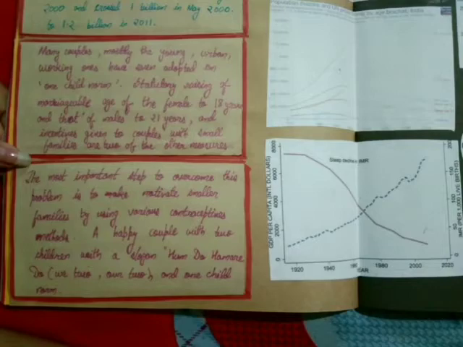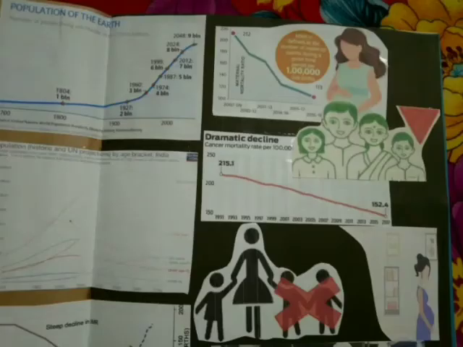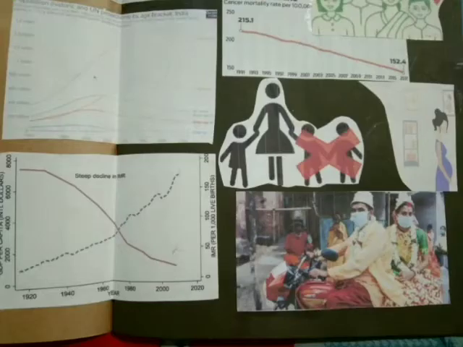Now coming to some measures to control this. The most important step to overcome this problem is to motivate smaller families by using various contraceptive methods. A happy couple with 2 children with the slogan Hum do, Hamare do, we two, our two, is the world child norm. Many couples, mostly the young urban working ones, have even adopted a one child norm.